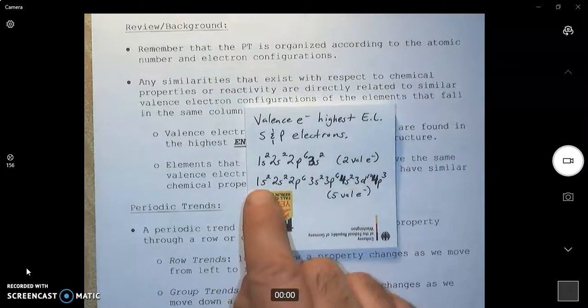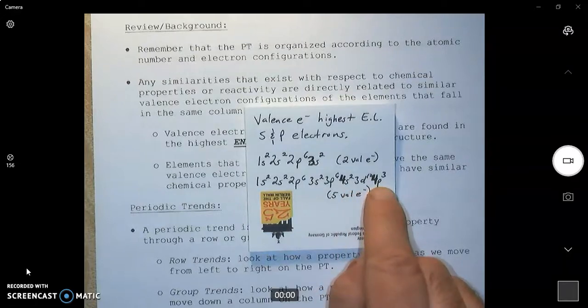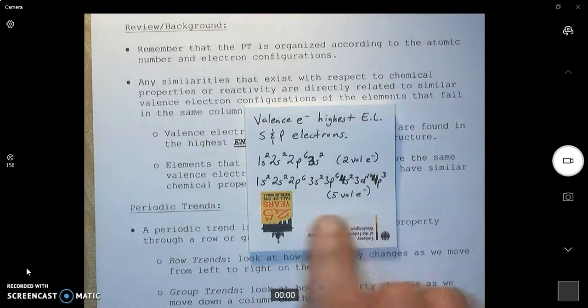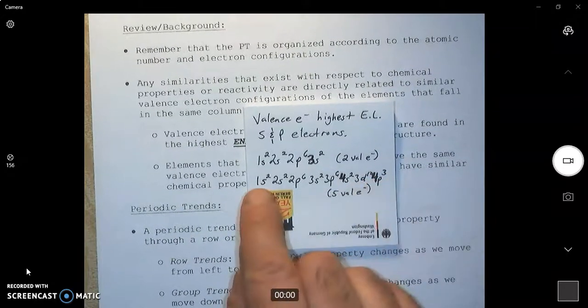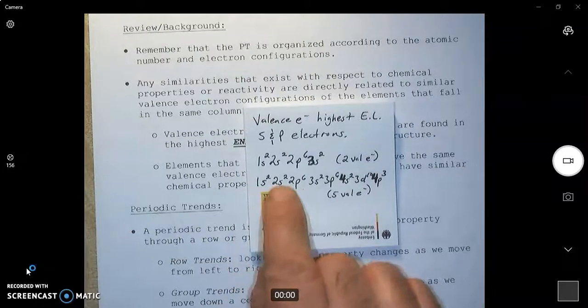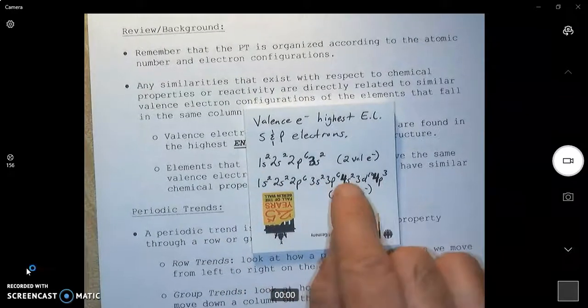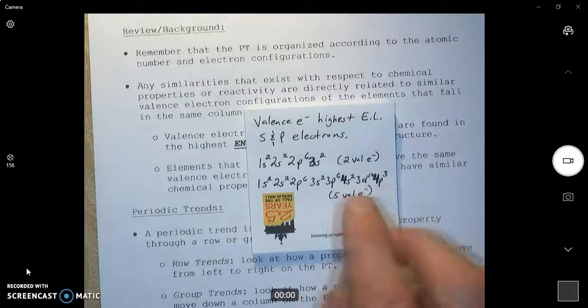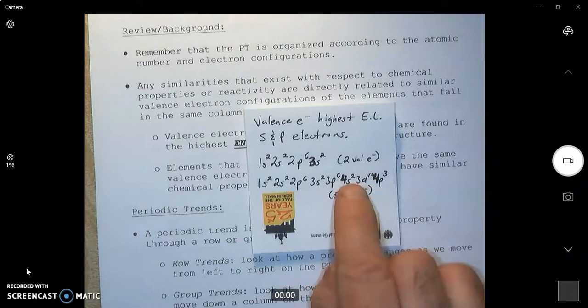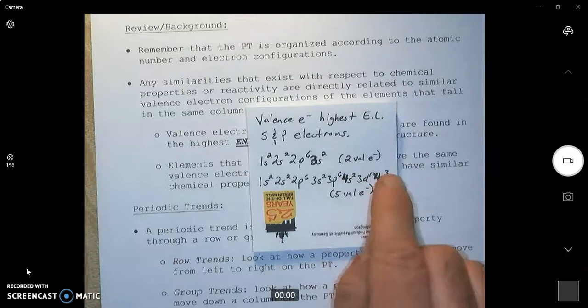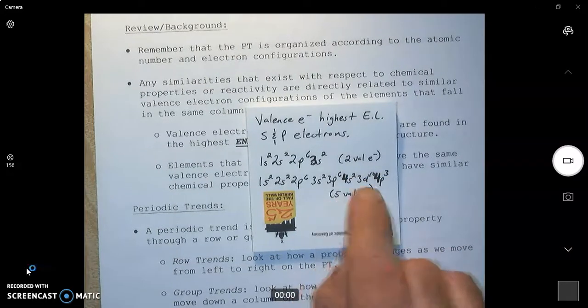If we look at the next one, which is 4p3, 4p3 would be arsenic. We go through the entire configuration, and when we go back to figure out the number of valence electrons, we have to look at the numbers out front. 1, 2, 2, 3, 3, 4, 3, 4. So our highest energy level is 4. It's going to have 2 s and 3 p, a total of 5 valence electrons. The d electrons do not count in the valence.